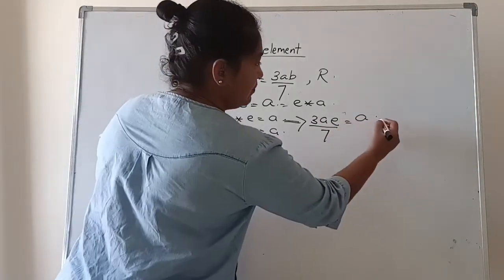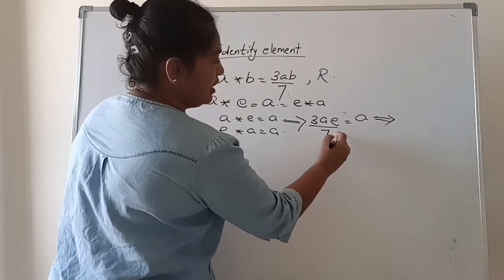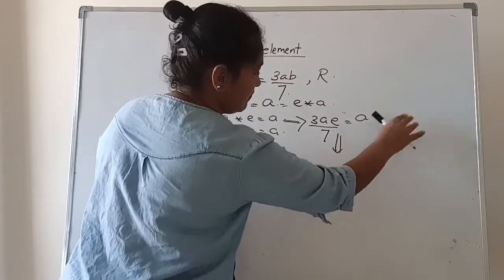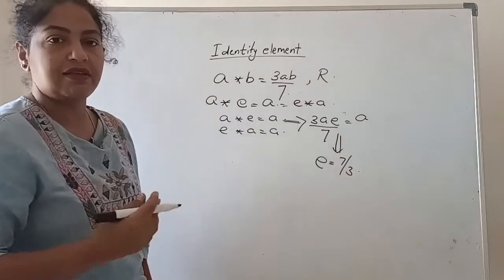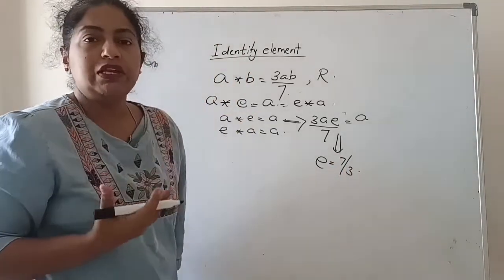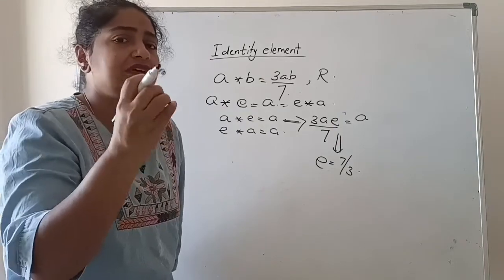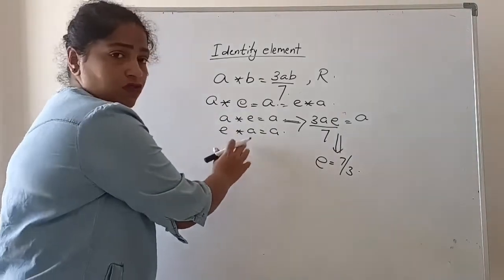Okay. Now, from this, can I find the value of E? The value of E from this statement is 7 by 3. A and A get cancelled. You cross multiply and you get the value of E. Now, let me see whether I am getting the same value of E from this also.